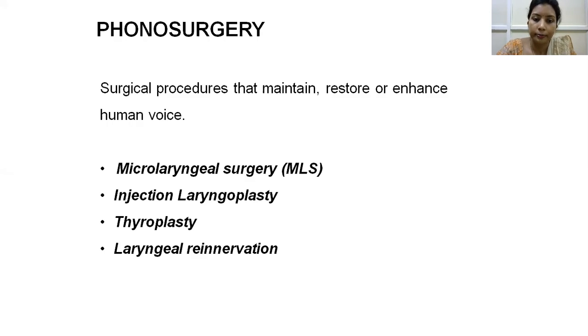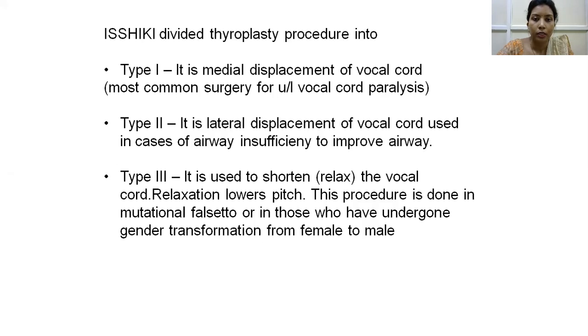The next is your injection laryngoplasty. We have discussed this: injection of certain substances medially or laterally to the vocal cord so as to push it in the opposite direction. The next is your thyroplasty. Thyroplasty has been divided into 4 types by Isshiki. These are called Isshiki's grades of thyroplasty. These are 1, 2, 3, and 4.